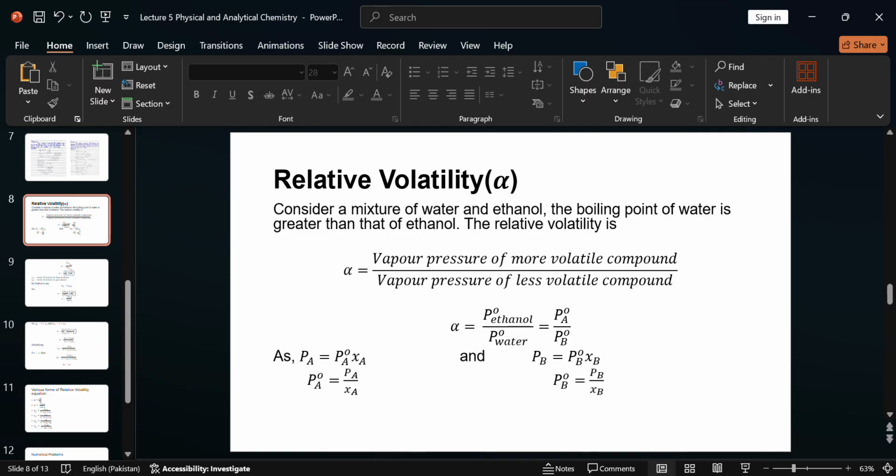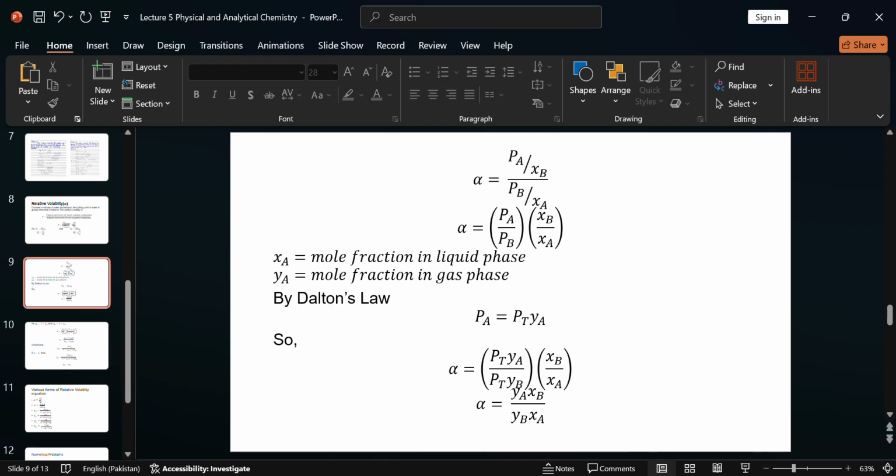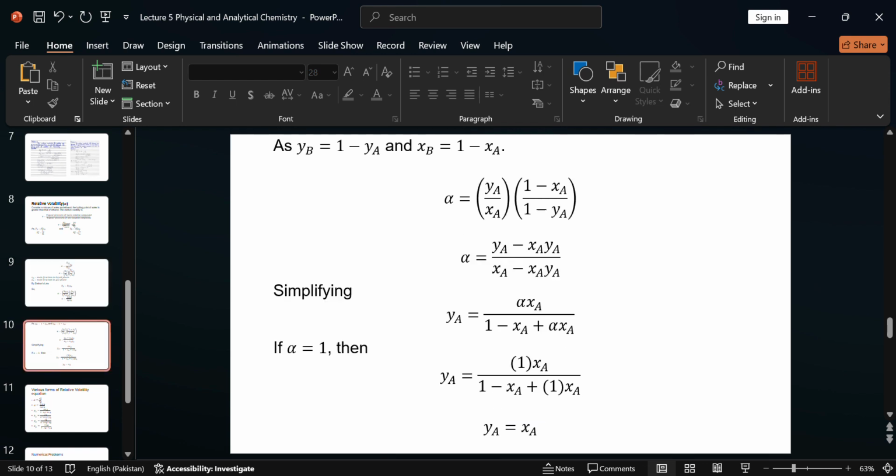By solving for P naught A and P naught B, we get P naught A is equal to PA divided by XA and P naught B is equal to PB divided by XB. By putting these values in the above formula, we get alpha is equal to PA divided by PB multiplied by XB divided by XA. XA is the mole fraction in the liquid phase and Y is the mole fraction in the gas phase. So by Dalton's law, the partial pressure of liquid A is equal to total pressure multiplied by its mole fraction in the vapor phase. Putting these in our formula, we get alpha is equal to YA XB divided by YB XA.